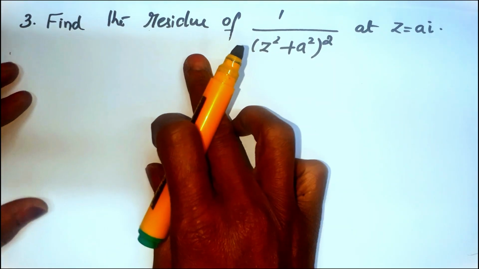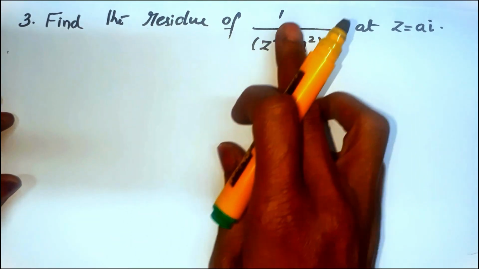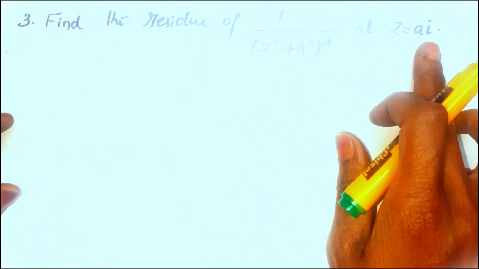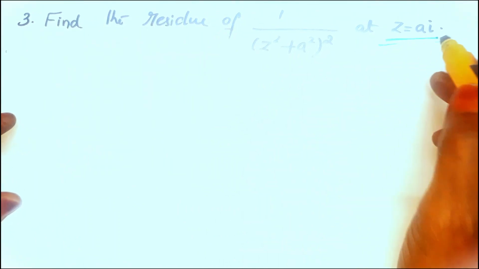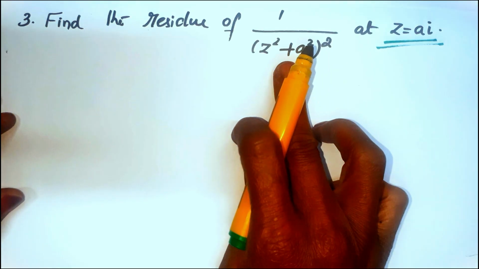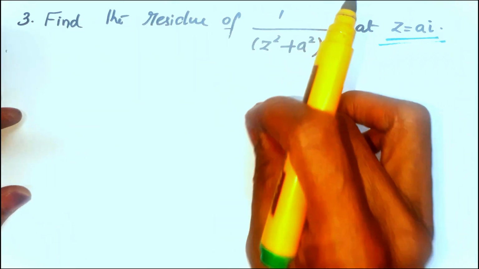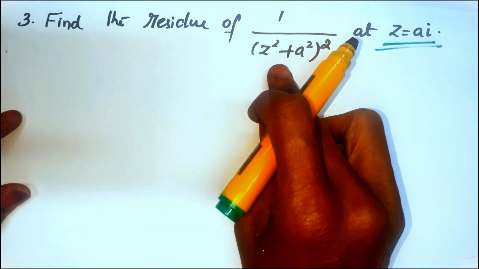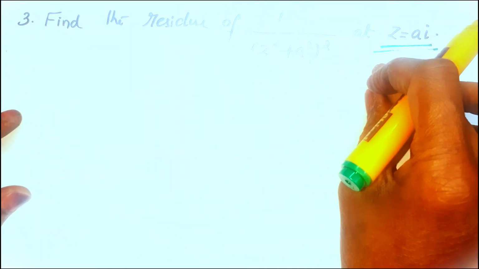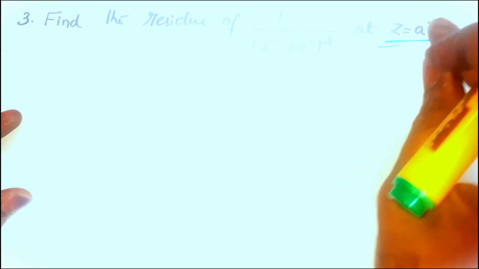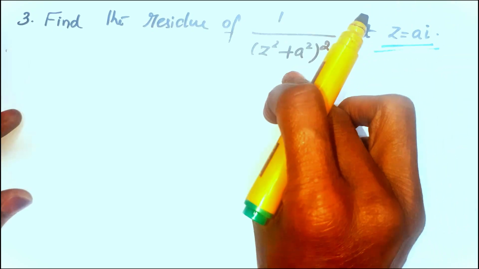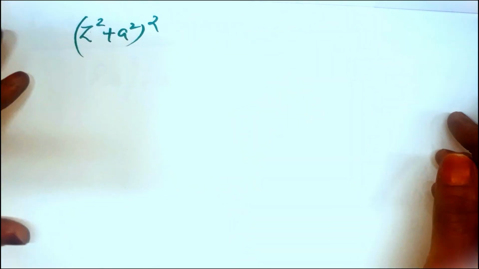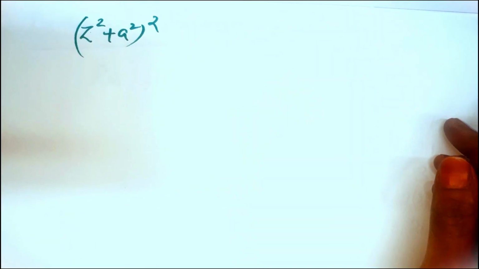Find the residue. The next problem we have is: find the residue of 1 by (z squared plus a squared) the whole squared at z equal to ai. They have given the pole in which we have to calculate the residue. If it is not given, first we have to find the poles, and at all the poles we have to find the residue. But particularly they are asking us to find it at this pole alone. Let me explain how to find the poles if it is not given.